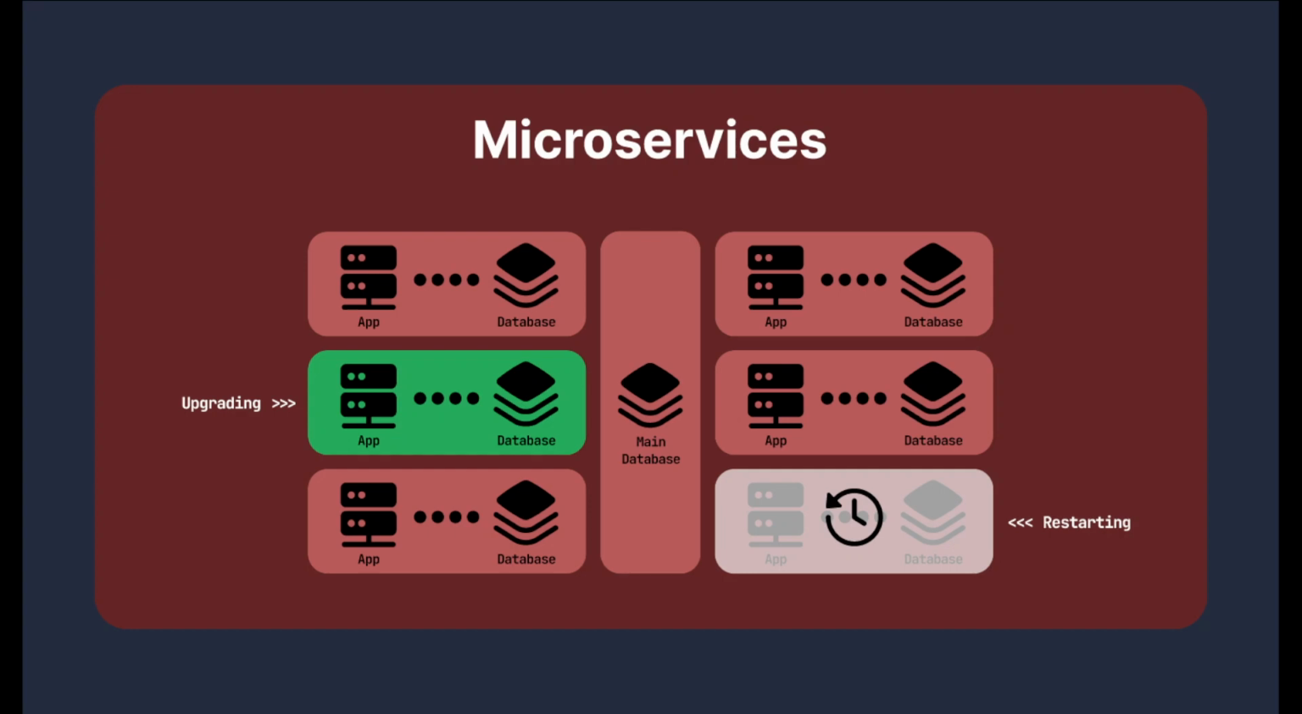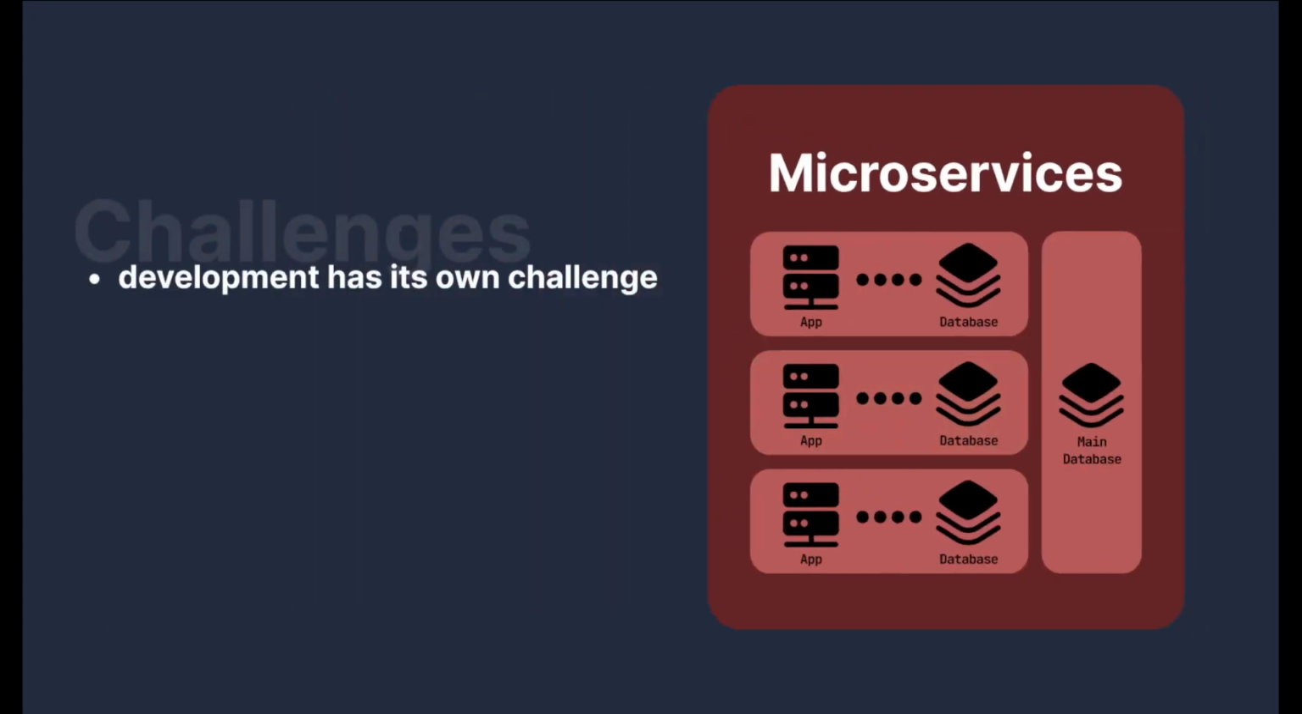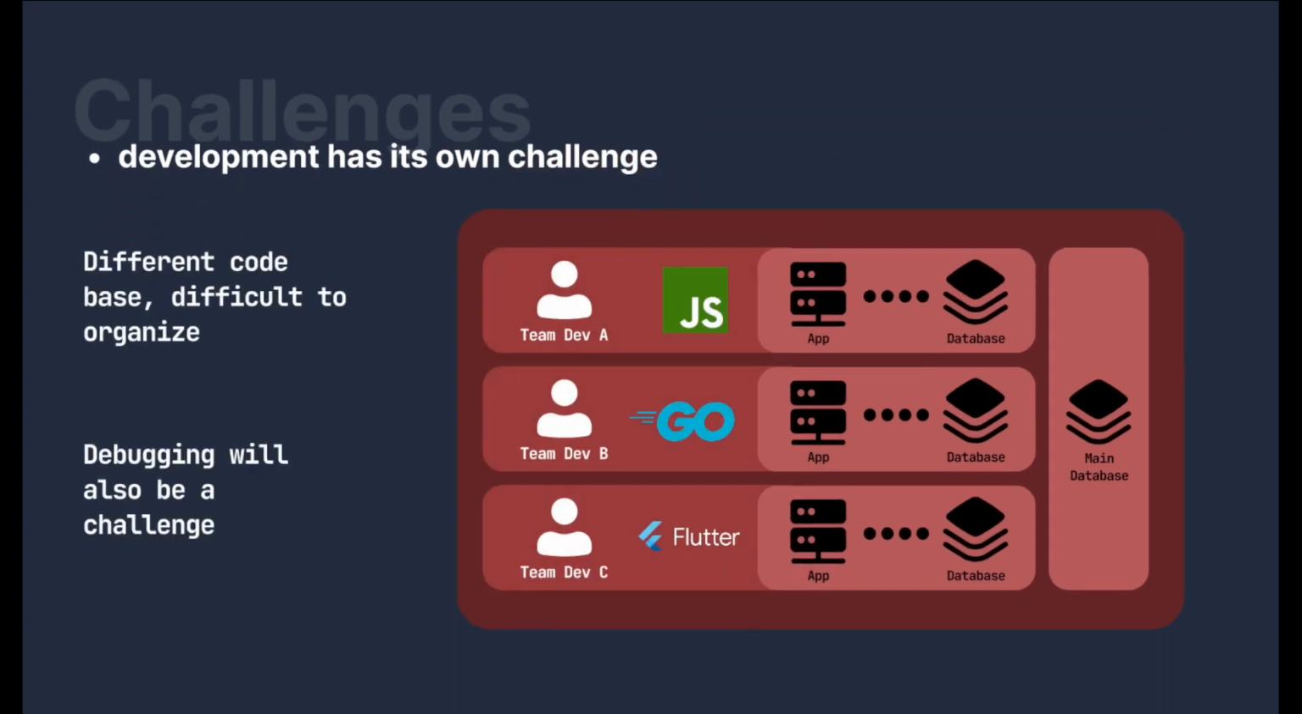Of course, it's not always going to be skittles and rainbows. You're always going to find challenges in every structure. In microservices, one of them is that development has its own challenge. By this, I mean that you can have multiple development teams and they could use different code bases. Let's say a team uses JavaScript-based code and another team is using Go-based code.